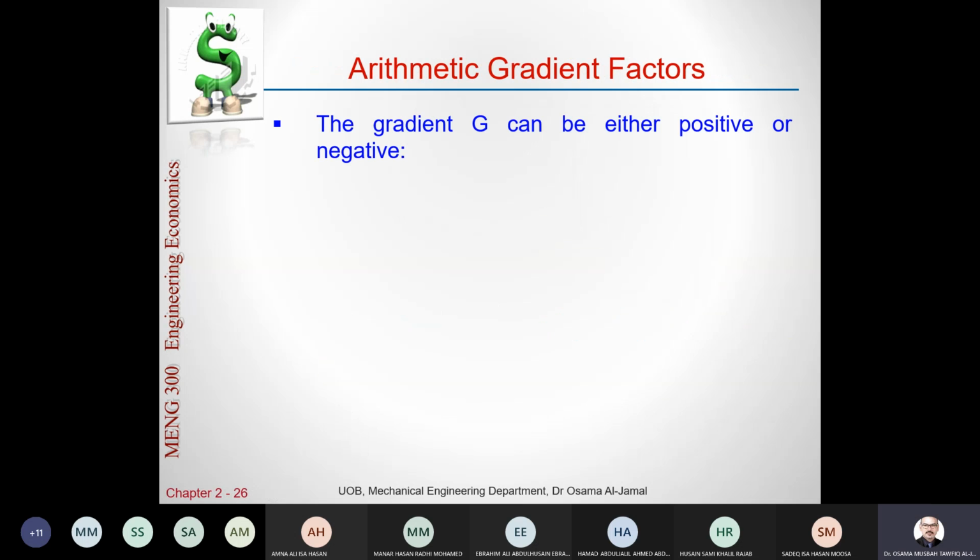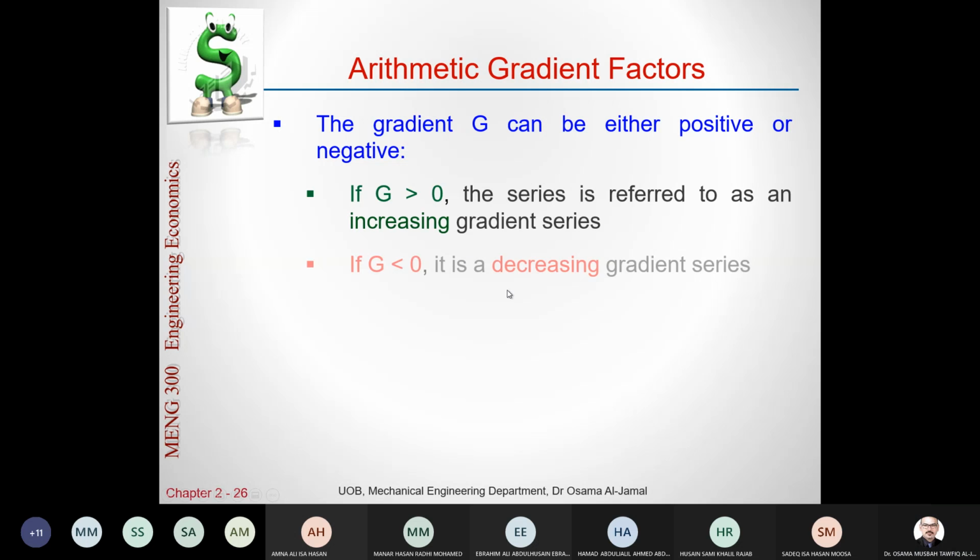Now, an arithmetic gradient factor. How to write that factor? We have P given A plus P given G. For a while, we're going to leave the base annuity, because we already know how to calculate it. If G is greater than 0, the series is referred to as an increasing gradient series. If G is negative, less than 0, this is decreasing.